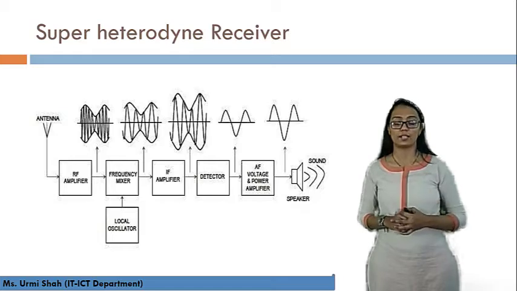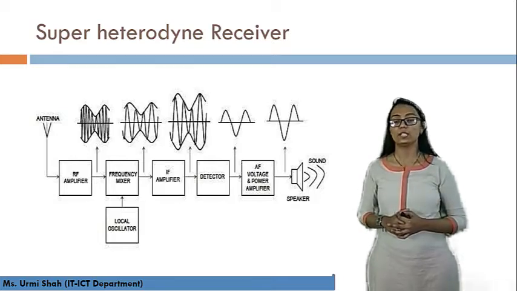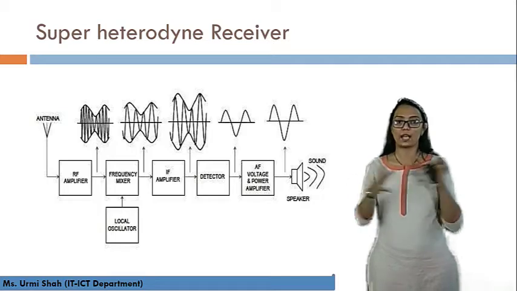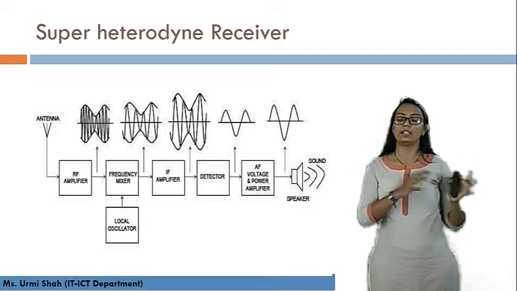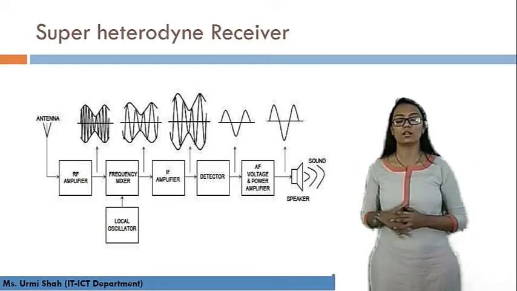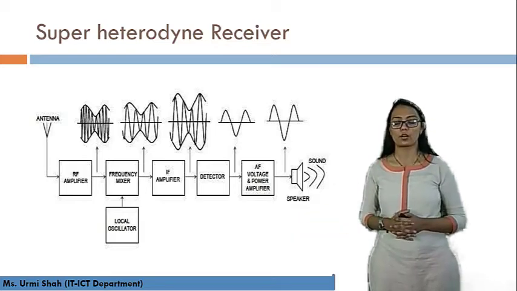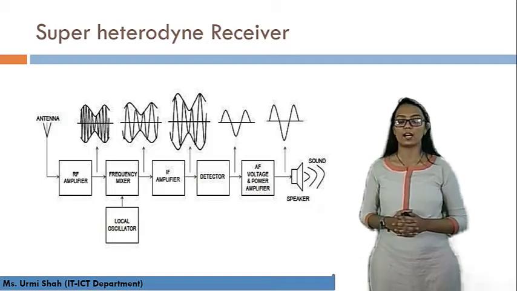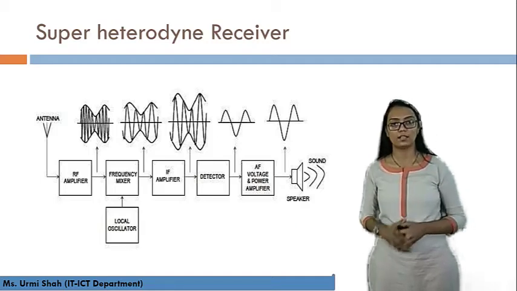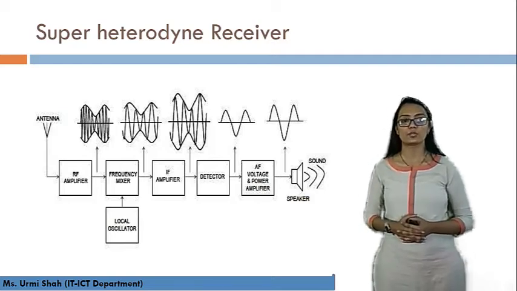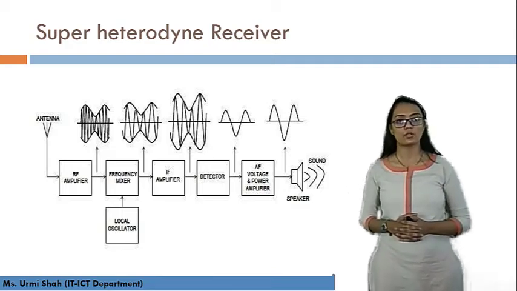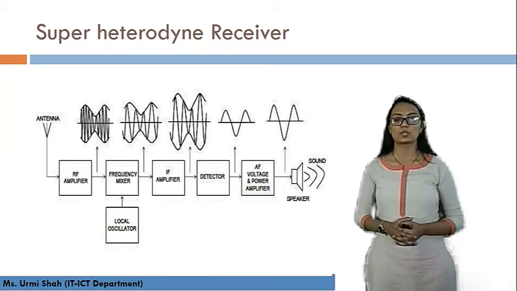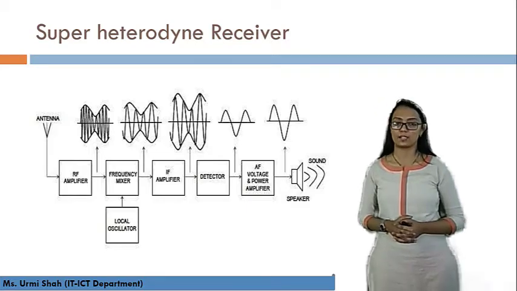Now what is the IF amplifier? IF amplifier is the intermediate frequency amplifier. It processes the signal to the detector block, and the detector block passes it to the voltage amplifier. And at the end, we have our speaker block. At the speaker block, we will have our received signal. So this is how the super heterodyne receiver block works. In this way, we have the reception of the signal using the super heterodyne receiver circuitry.